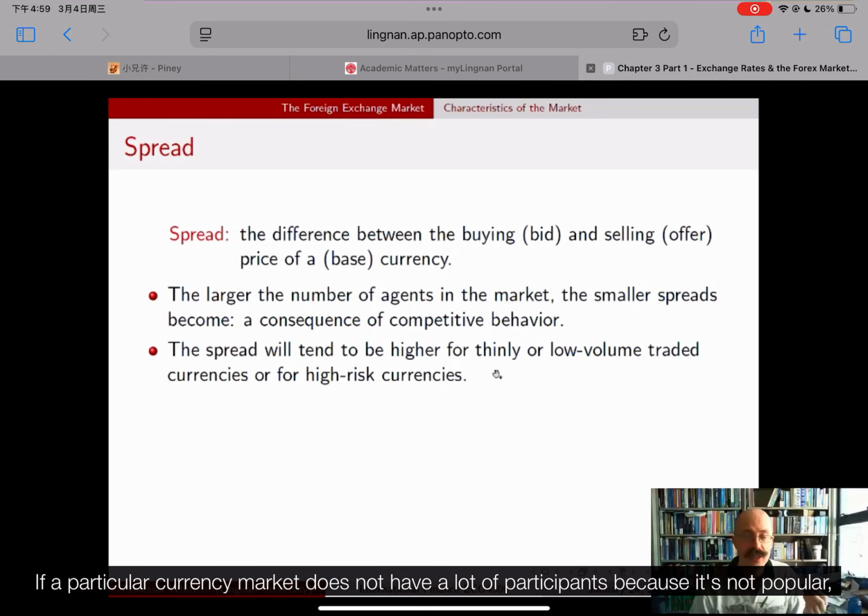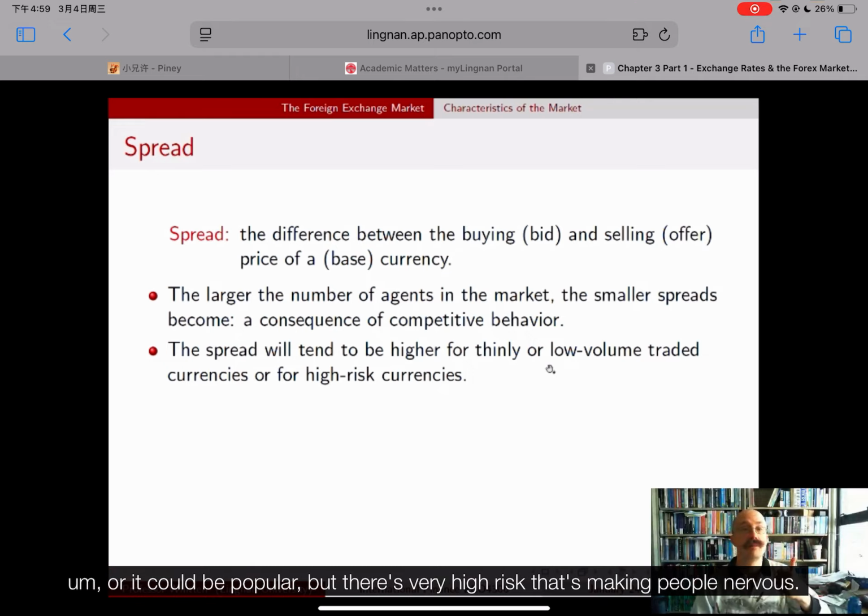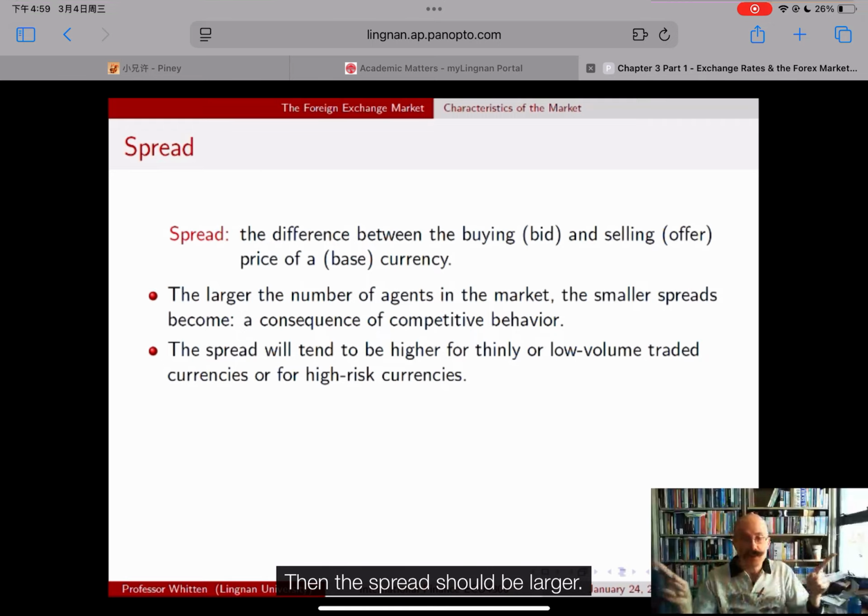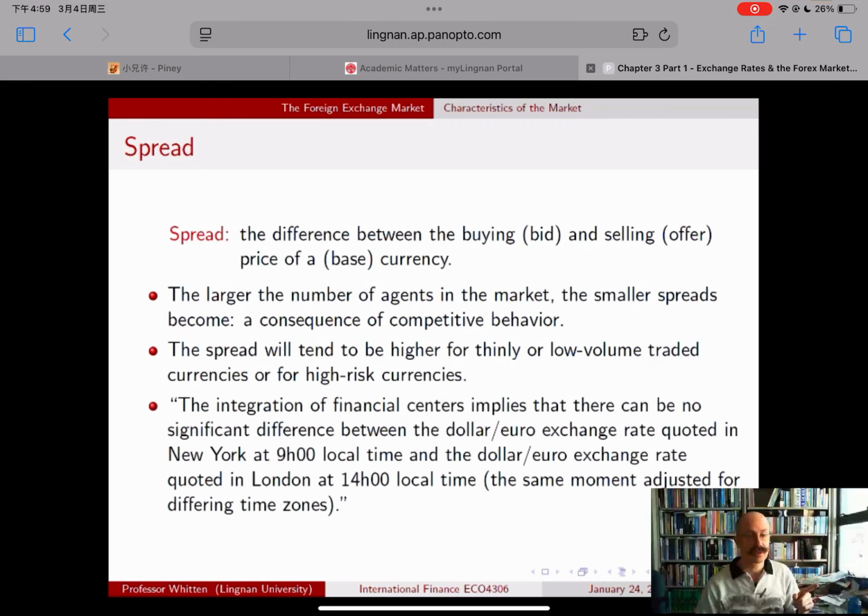If a particular currency market does not have a lot of participants because it's not popular, or it could be popular but there's very high risk that's making people nervous, then the spread should be larger.